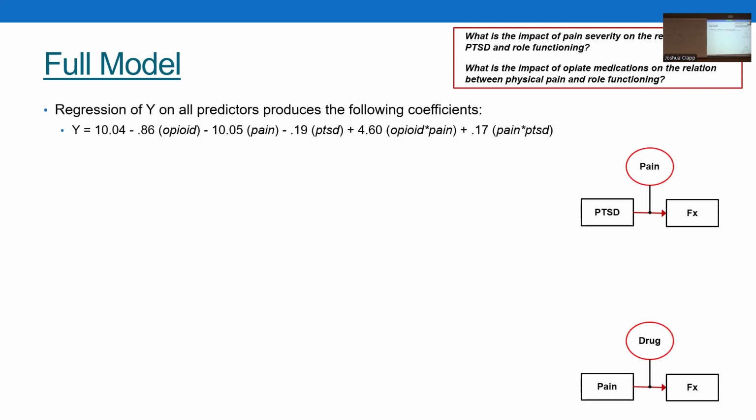So here are our models. Here's what we're hypothesizing. We're expecting the relation between PTSD and functioning changes as a function of pain, and the effect of pain on functioning changes as a function of drug use.